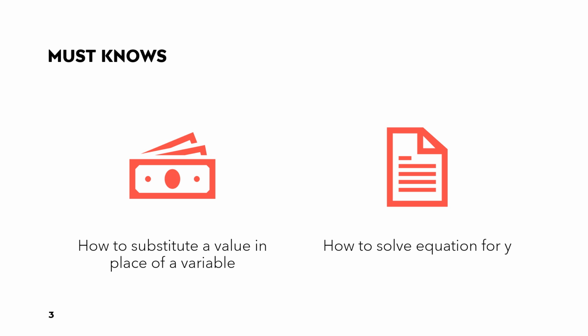There's two things that you got to know. First, you got to know how to substitute something in place of a variable, which I think you know how to do. And you also need to know how to solve an equation for y. And we've been solving for y for 3 or 4 lessons now, so there shouldn't be anything new here other than the application towards a new set of problems.